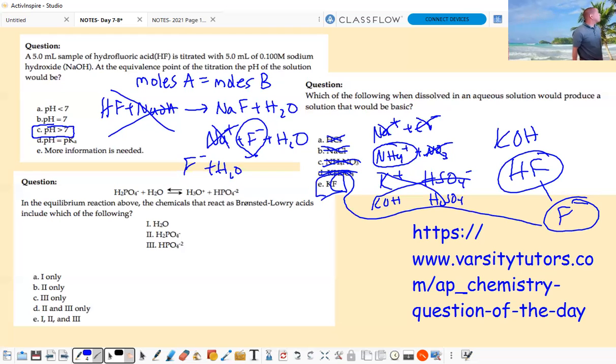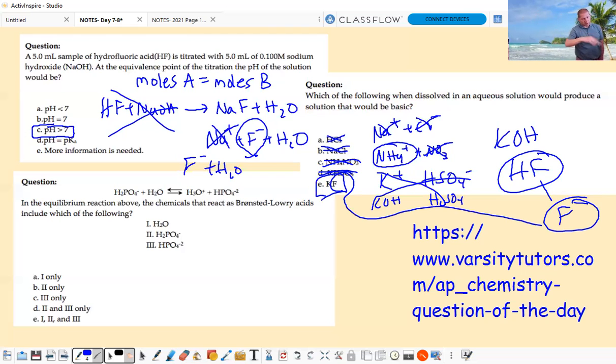And the last one, the equilibrium reaction above. So we have H2PO4 minus plus H2O. So it's losing its other hydrogen and becoming HPO4 minus 2. In the above reaction, the chemicals that react as Bronsted-Lowry acids include the following.